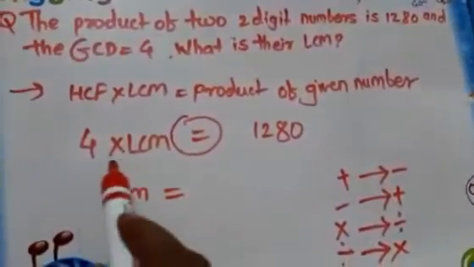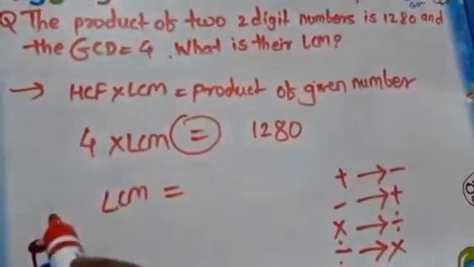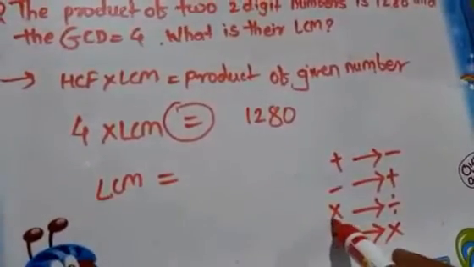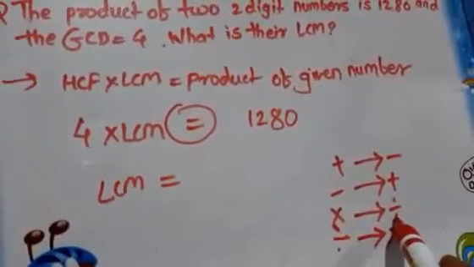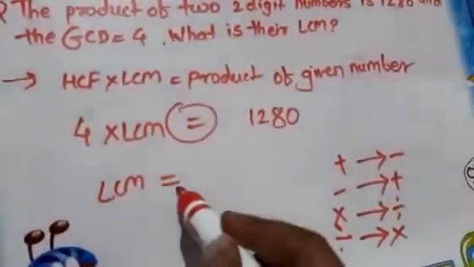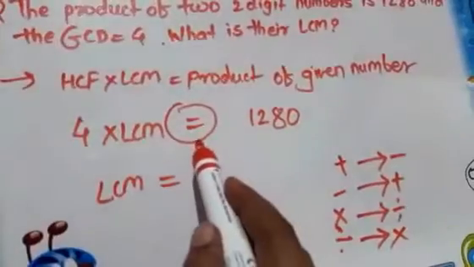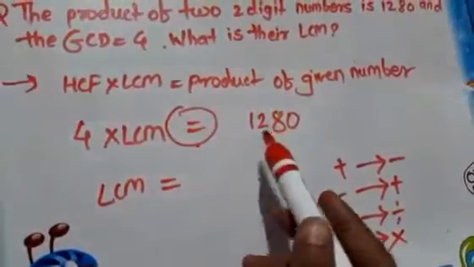So here what operation was there? 4 into LCM means multiplication operation was there. So when multiplication is there, that will be converted into division. So what will happen here? Already next to the equal to sign, what number is there?